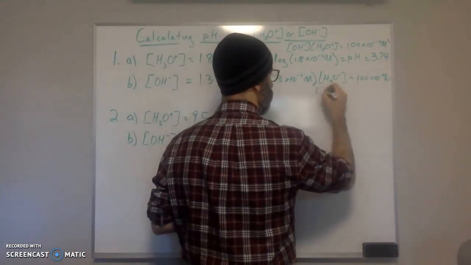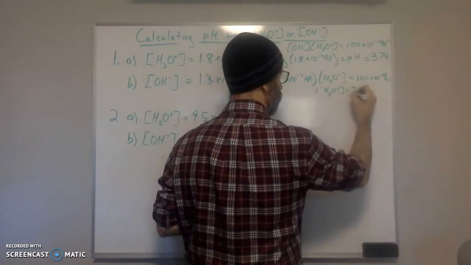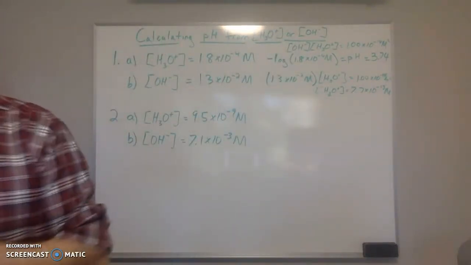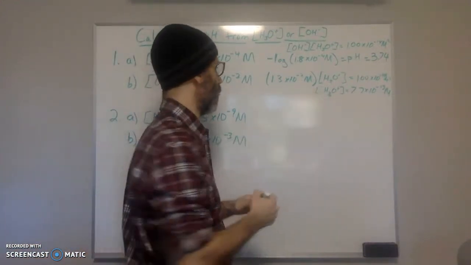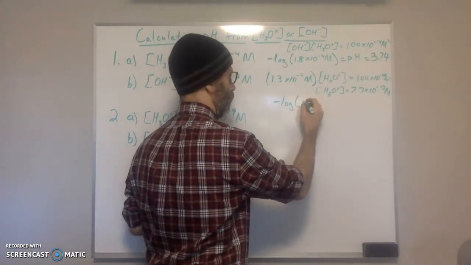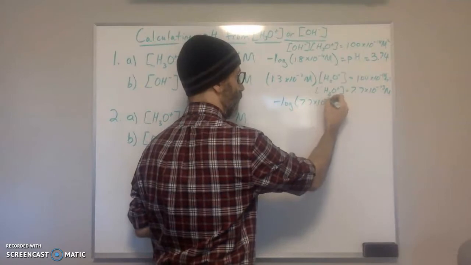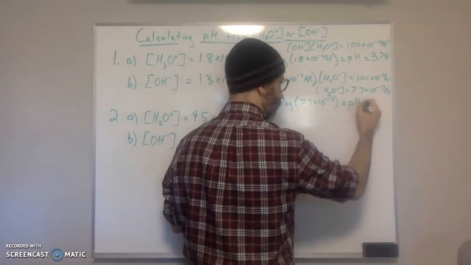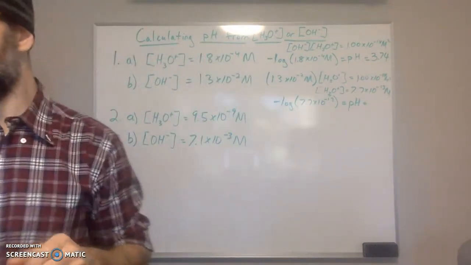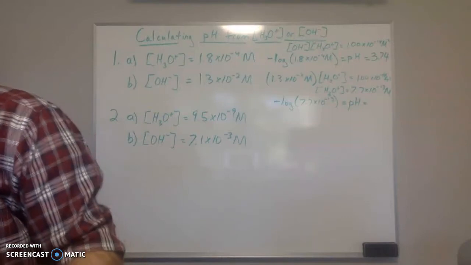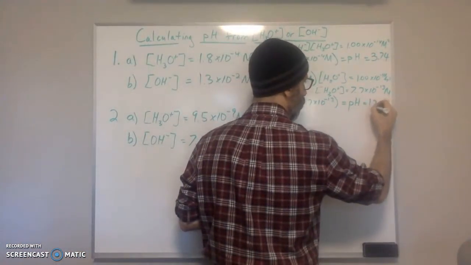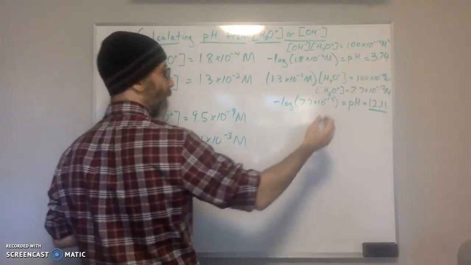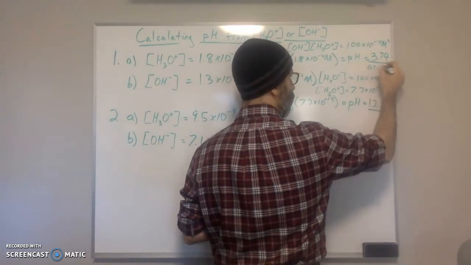So the H3O plus concentration is equal to 7.7 times 10 to the negative 13 molar. Let me double check to make sure I got that right. Yep. And now all I need to do is take the negative log of this. So the negative log of 7.7 times 10 to the negative 13 is equal to the pH. And what is that equal to if I do my calculation? It's going to be 12.11. pH, 12.11.